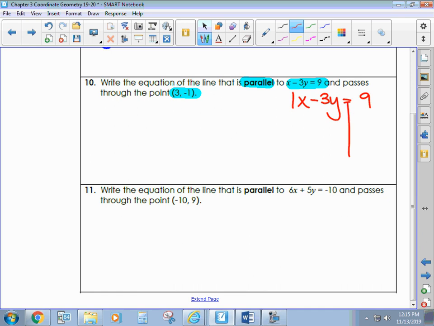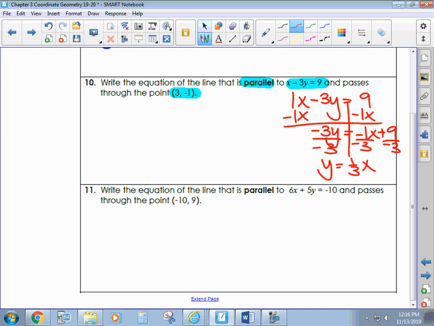What do we have to do to get y by itself? Subtract 1x. What do we have on the left side? Negative 3y. What are we going to do to get y by itself? Divide by -3. To get y equals 1/3 x minus 3. Why is it -3? +9 divided by a -3, yes?